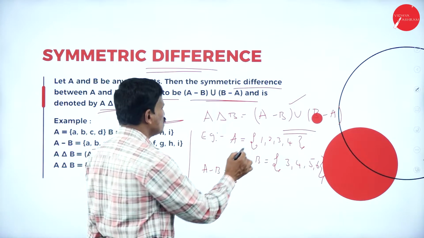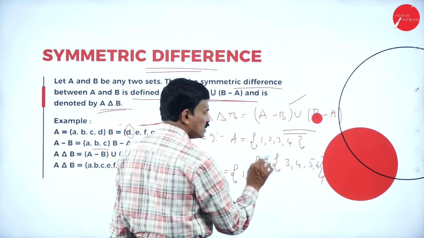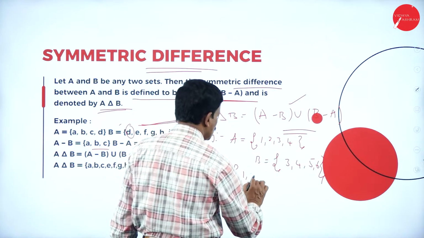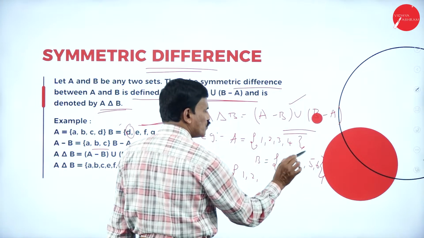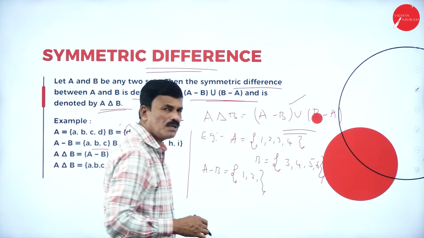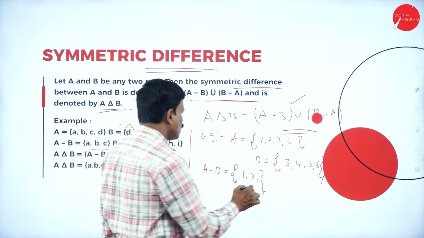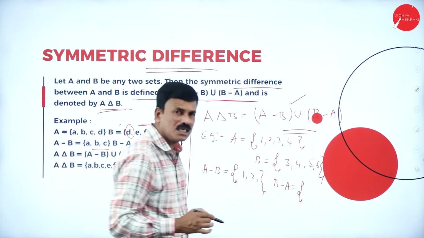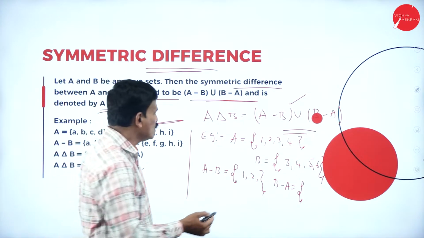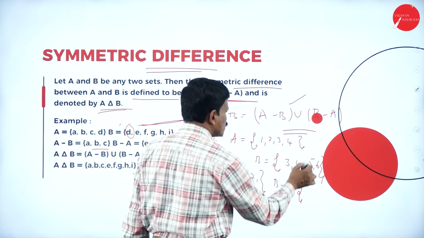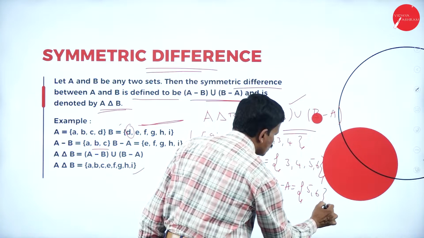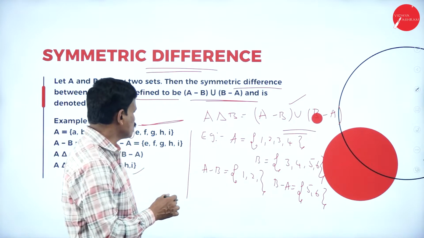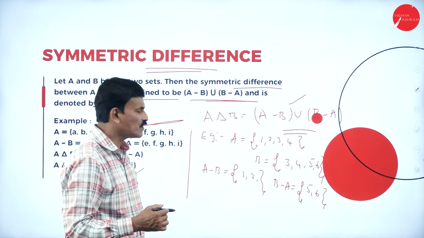So A minus B: element 1 is in set A but not in B, 2 is here but not in B. 3 and 4 are common, so we can leave these. A minus B is {1, 2}. Similarly, B minus A means elements which are in B but not in A. 3 is here, 4 is also here, only 5 and 6 are not in A. So A minus B is {1, 2} and B minus A is {5, 6}.